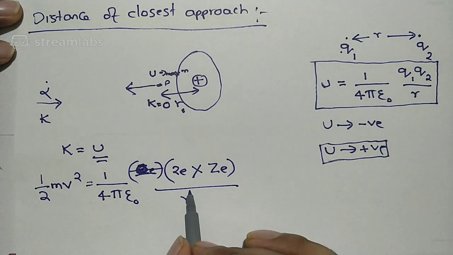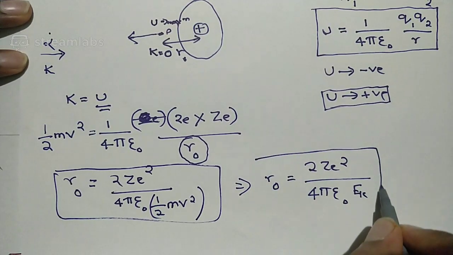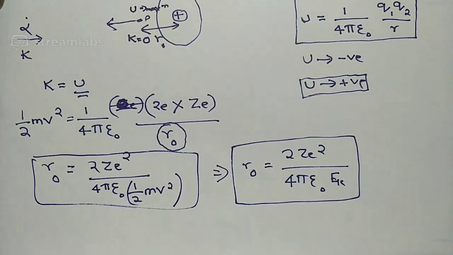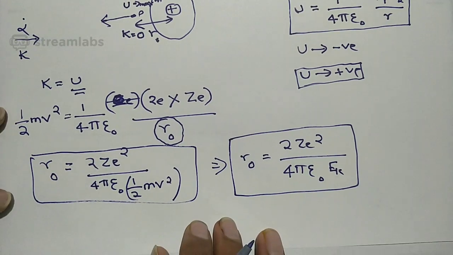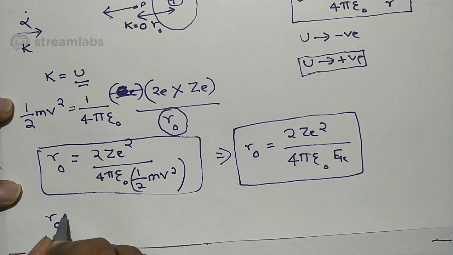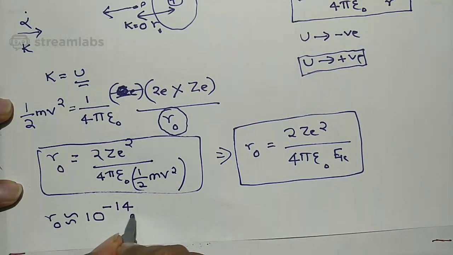Now 4 pi epsilon naught into Ek. Ek stands for the kinetic energy provided to the alpha particle. So this is the distance of closest approach. Now, in the alpha particle scattering experiment, Rutherford measured the distance of closest approach, and that is of the order of 10 to the power minus 14 meter.